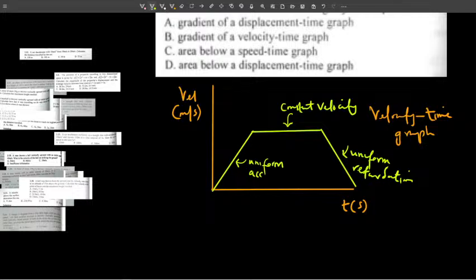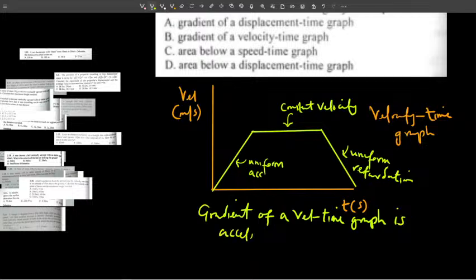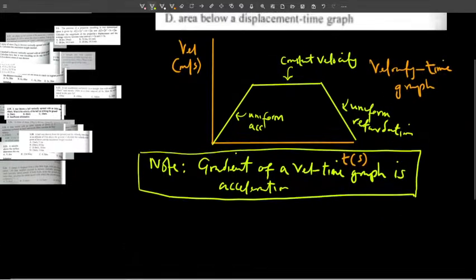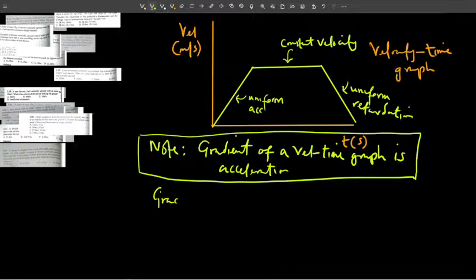So the slope, or you can say the gradient, of a velocity time graph is acceleration. You can note this. The gradient or the slope of a velocity time graph is acceleration. I can prove it to you. What's gradient? It also means slope, right? And what is slope? From secondary school, we know that slope is change in y over change in x.